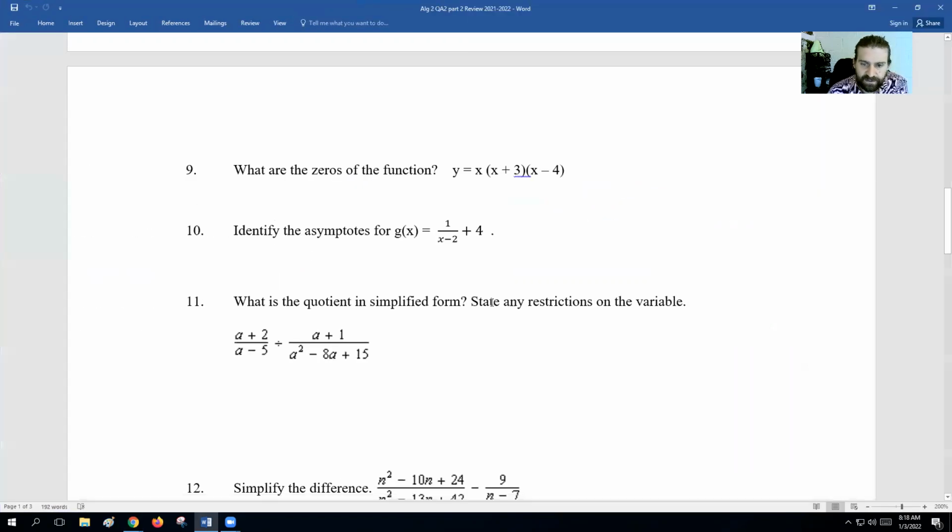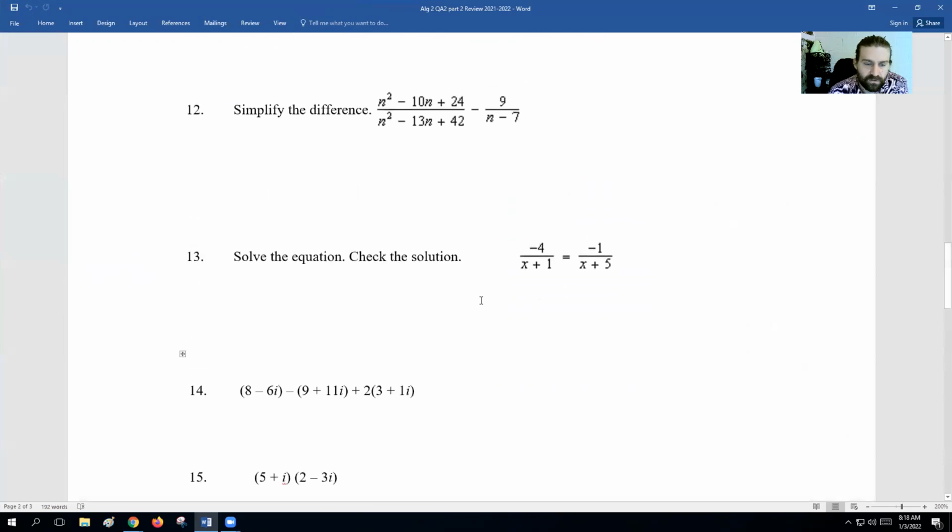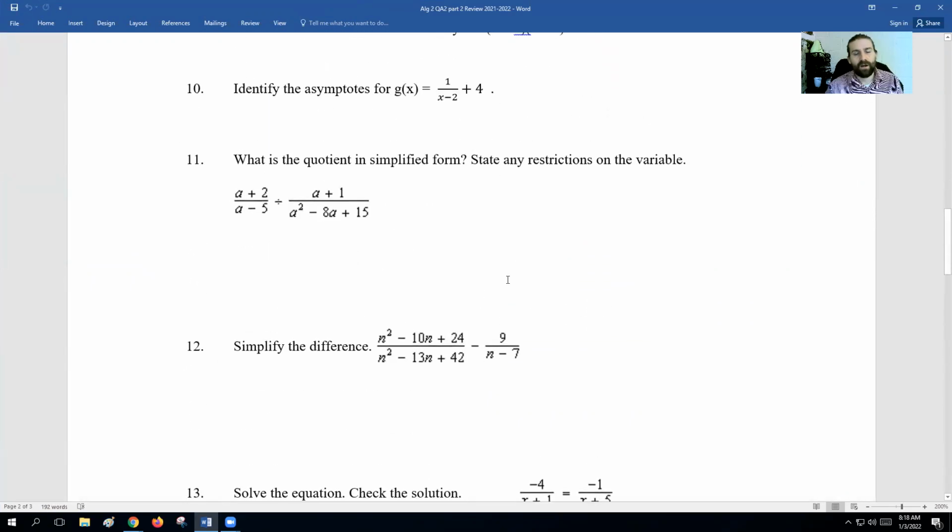Okay, I think that's kind of it for Desmos, and I think the rest we can do. Okay, next, if we wanted to divide, what is the simplified quotient here? State any restrictions on the variable.